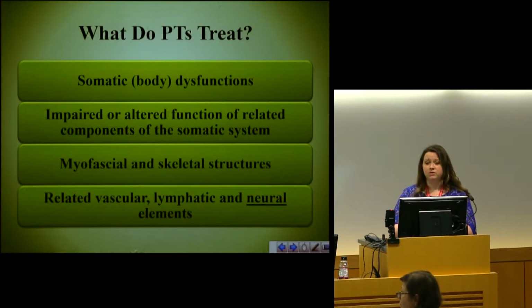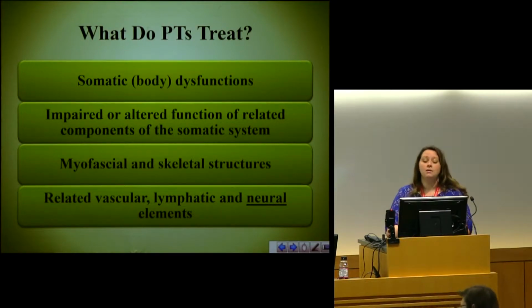So what do PTs do then, if we're not exercise people and we're not torturers? Physical therapists treat somatic dysfunctions, which means we treat dysfunctions in the body. A lot of what I'm going to cover is exactly what everybody else has already talked about, but using my language, my scope and my perspective. We treat the altered or impaired function or structure of the related components of the somatic system. The somatic system is anything within your body. More specifically, we deal with the myofascial and skeletal structures and the related vascular, lymphatic, and neural elements. If you look up the definition of what physical therapy is, this is what we do.